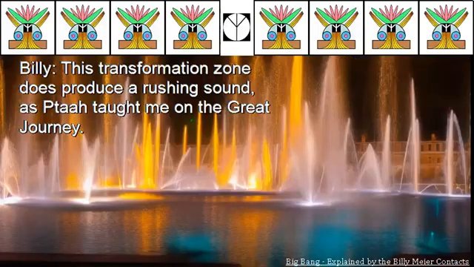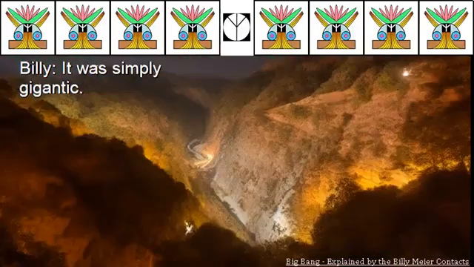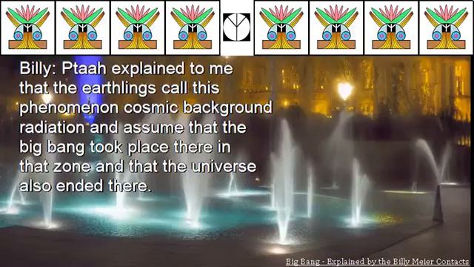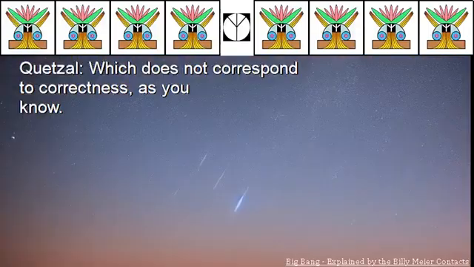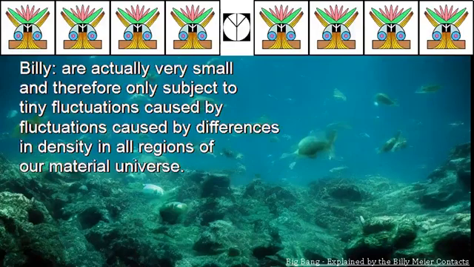This transformation zone does produce a rushing sound, as Ptah taught me on the Great Journey. I was also allowed to hear it through the technical devices in the giant spacecraft. It was simply gigantic. Ptah explained to me that the Earthlings call this phenomenon cosmic background radiation and assume that the Big Bang took place there in that zone, and that the universe also ended there. Which does not correspond to correctness, as you know. Of course, because that is where the actual total universe begins with its other 6 immeasurable belts. Ptah also said that the differences in temperature are actually very small and therefore only subject to tiny fluctuations caused by differences in density in all regions of our material universe.